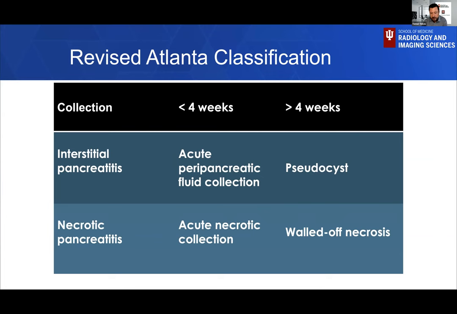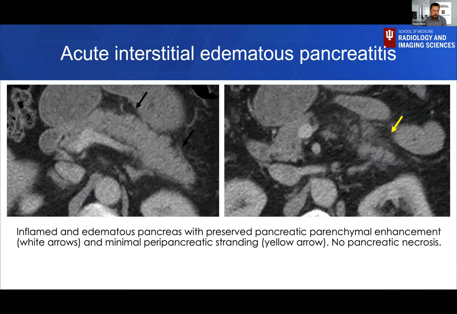For example, this is a contrast-enhanced CT of the pancreas, and this is not a normal-looking pancreas. There is some edema and fatty stranding around it, and the contrast is homogeneously enhancing the pancreas, and therefore no necrosis is suspected. We call this interstitial pancreatitis.